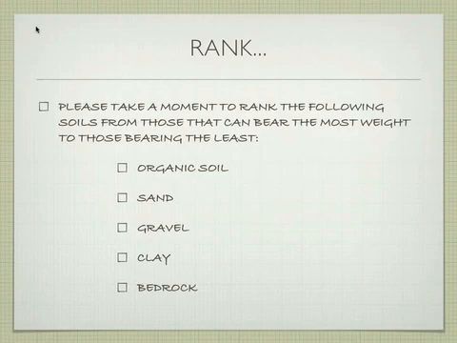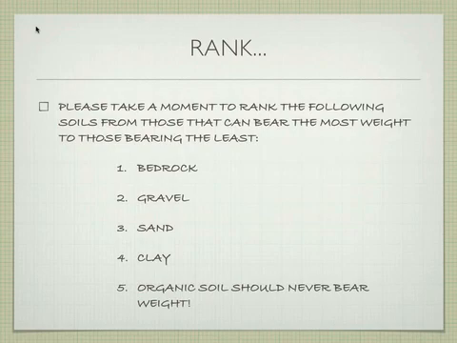Okay, so test your knowledge here. Take a moment. You probably want to write this down in your sketchbook. Rank the following in terms of the soil that can bear the most weight to the soil that can bear the least weight. Okay, you guys ready? Answer?